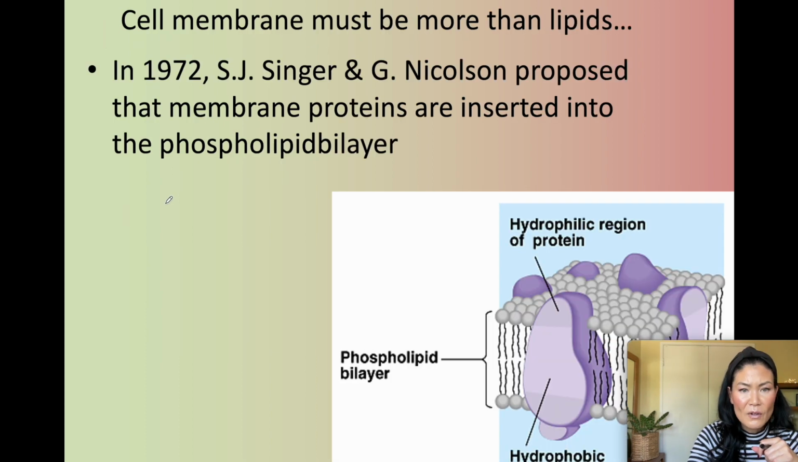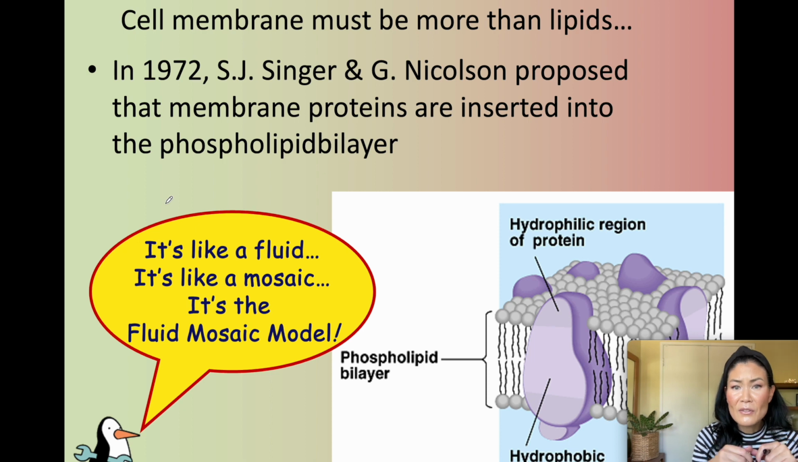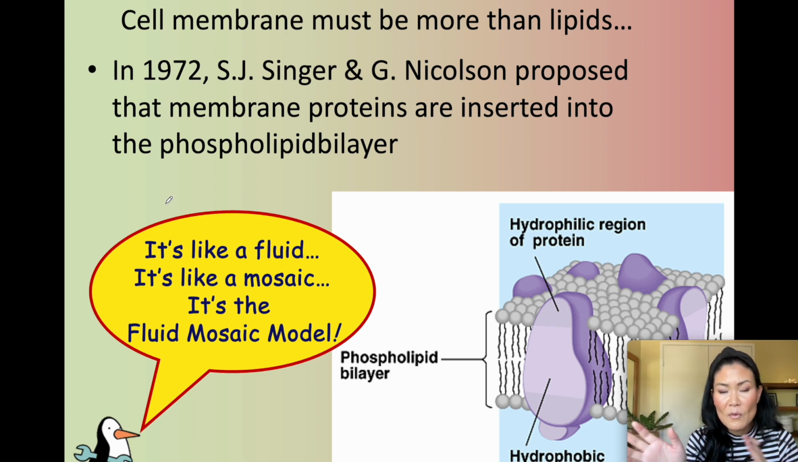Okay, so let's move on. Back in the 1970s, there were a couple of scientists that discovered that it's not just phospholipids that make up the cell membrane, but there's also proteins embedded in the cell membrane. And these proteins can actually move around in the cell membrane. They can move around laterally, forward, back, left, right. And they described it as the fluid mosaic model.